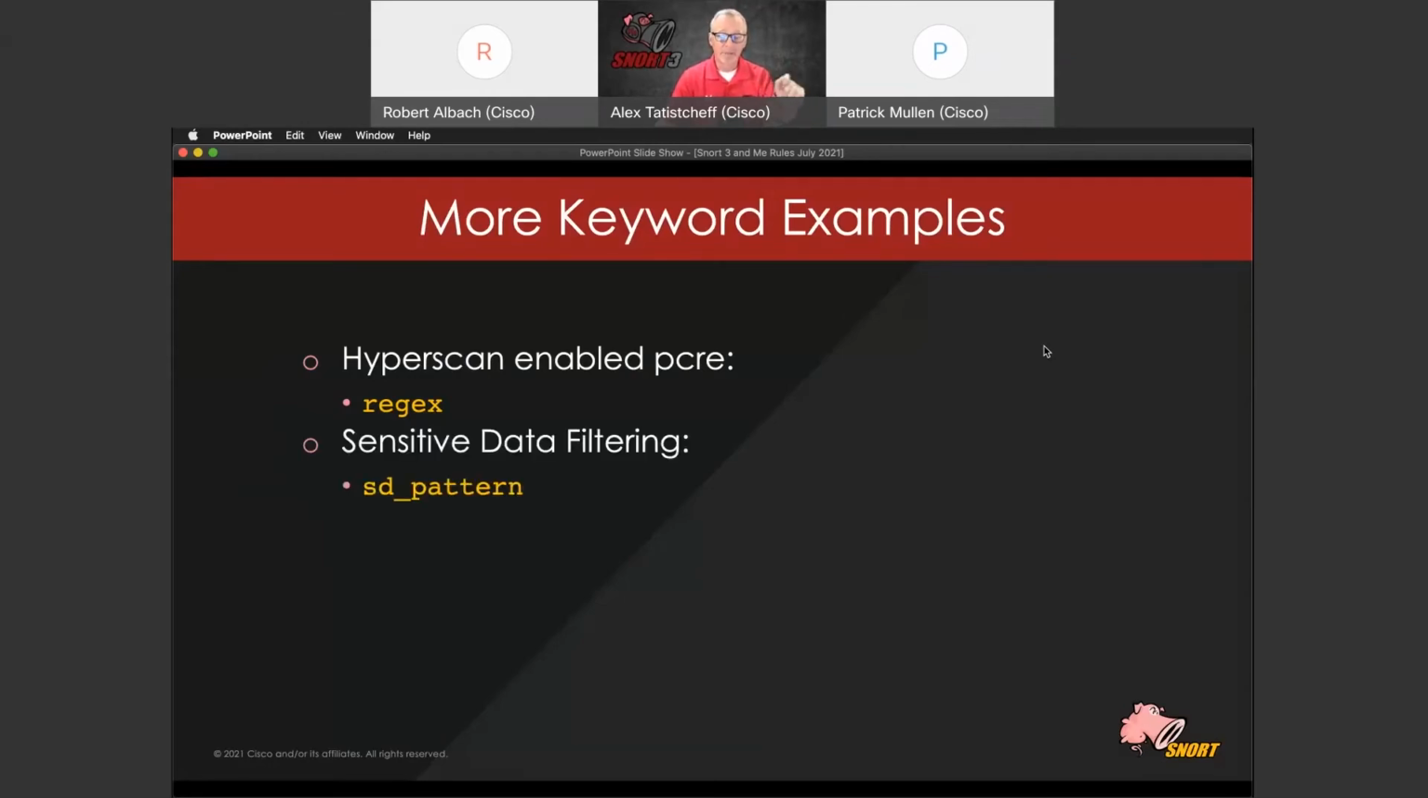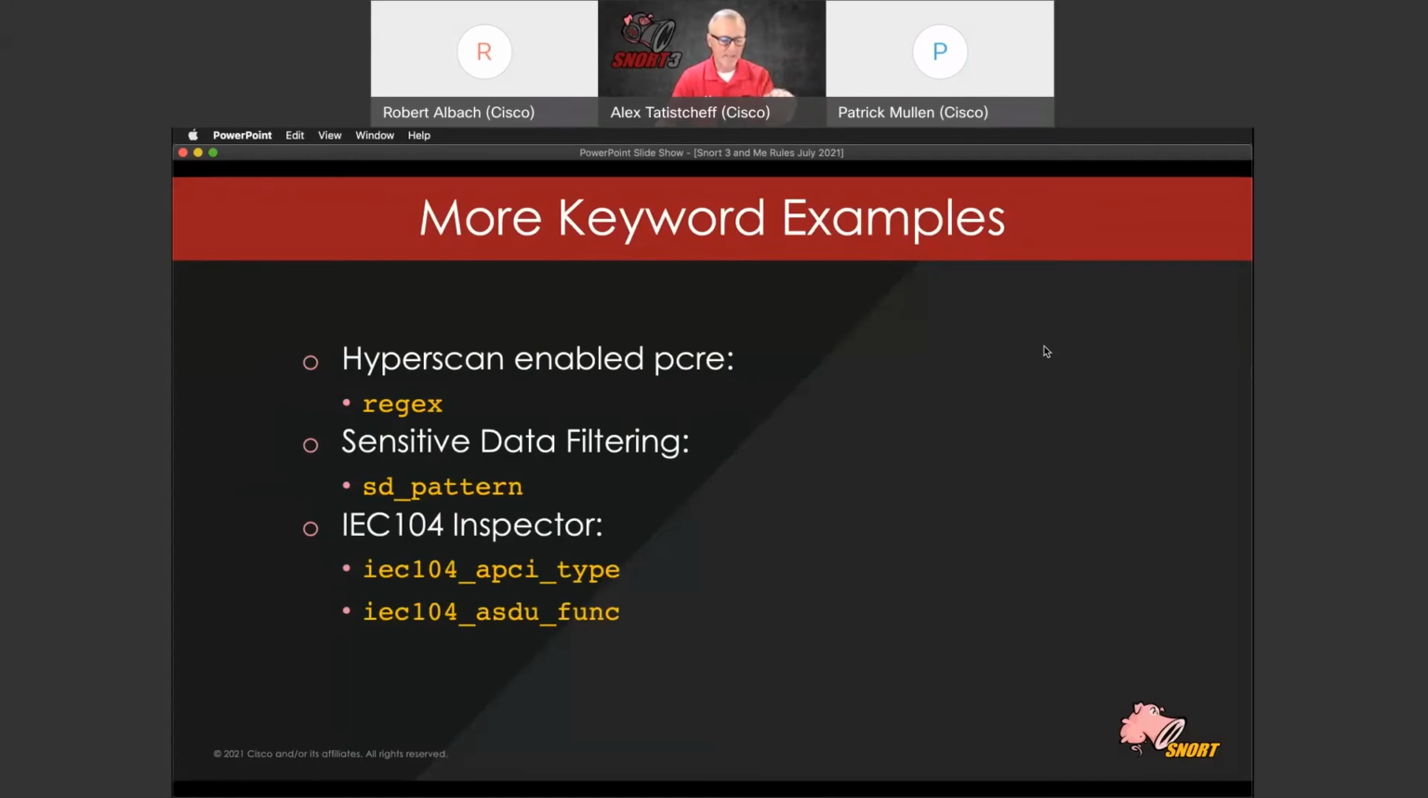Sensitive data filtering. Again, this is something that's been available in the commercial product. It is now exposed to open source, and you have an sd_pattern keyword. You can look for things like social security numbers, credit card numbers, email addresses, or your own custom patterns.